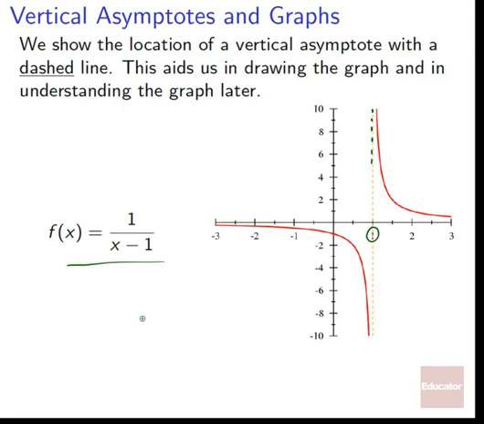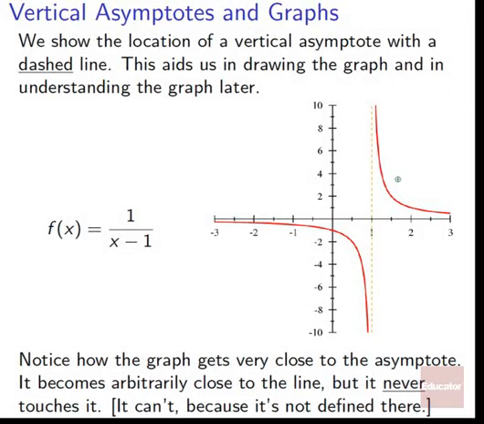So as our function approaches that vertical asymptote, it winds up having to get very, very large because it's now dividing by very, very small numbers. Notice that the graph gets very close to the asymptote, but it won't be able to touch the asymptote. So it will become arbitrarily close to the line, but it never touches the line. Why can't it touch the line? Because it's not defined there, right?